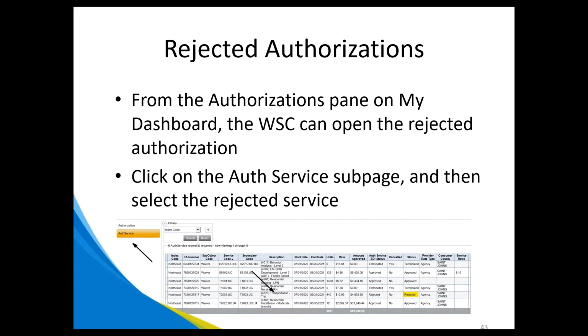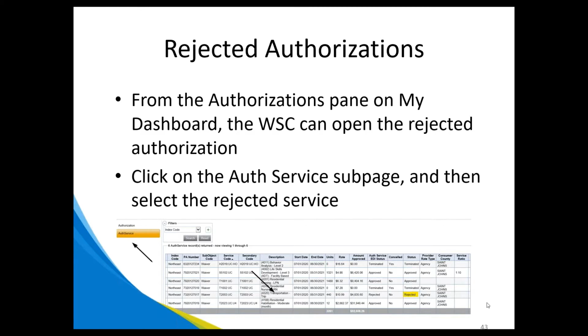So as I was saying a moment ago, from your My Dashboard, you can open the list of authorizations, and then from there you can actually click on an authorization itself and be able to drill down. So here we're going to go to the transportation. We can see that the transportation was rejected by looking at the auth service itself. So that's one of the things that you're able to see just from your My Dashboard.